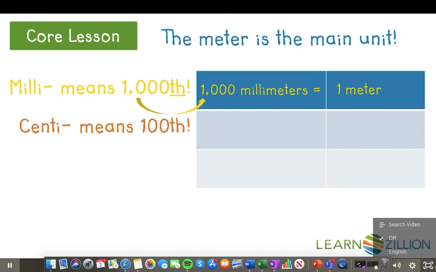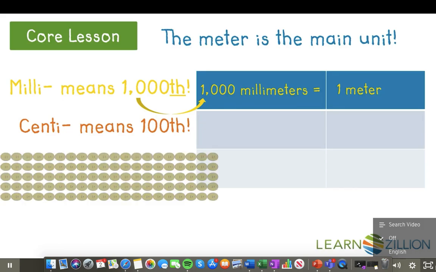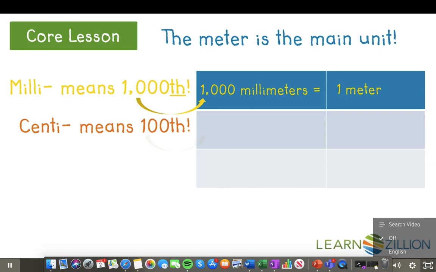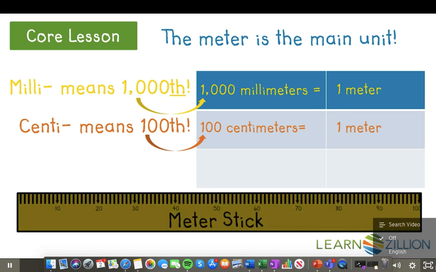Centi means 100th. Notice the th on the end again tells us it is part of the whole. Think of a penny as a cent. A penny is part of a whole dollar. It takes 100 cents to make 1 whole dollar. The same way it takes 100 centimeters to make 1 whole meter. The centimeters are numbered at the top of this meter.